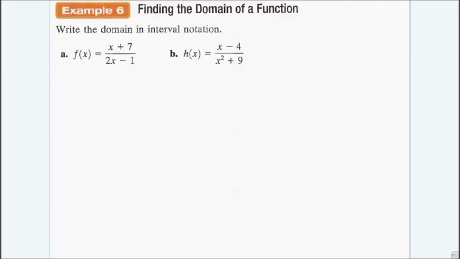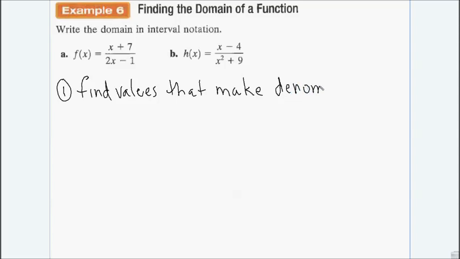Okay, so we want to write the domain of this function in interval notation, and I have denominators. So the first step is to find the values that make the denominator equal to 0. And then the second step is to exclude those, and I will show you how to do that as well. We're on denominators right now. So we can't have this equal 0. So what we do is we set it equal to 0 and find the x that would make it 0.